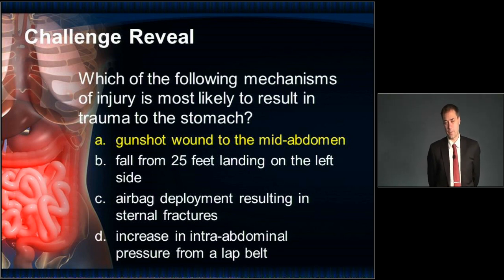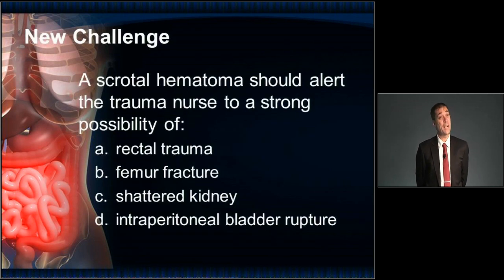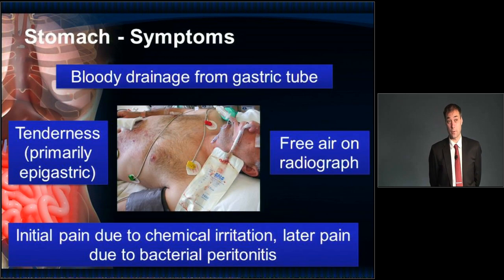Let's do another challenge question for a little bit later. A scrotal hematoma should alert the trauma nurse to a strong possibility of A, rectal trauma, B, femur fracture, C, shattered kidney, D, intraperitoneal bladder rupture. All right, I'm going to give you the answer in a few slides, but let's keep moving with stomach trauma.